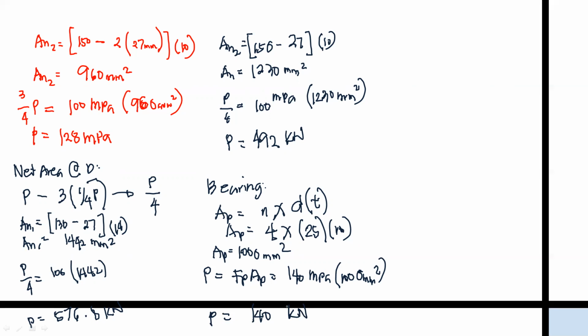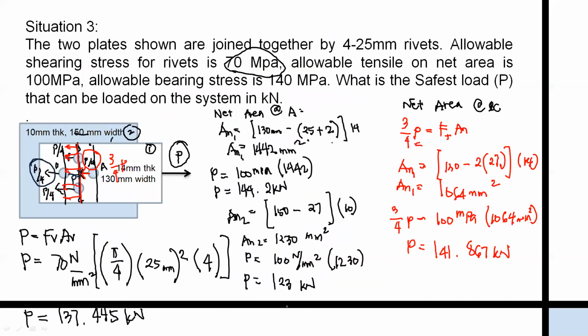Okay, so the same process in looking for the safest value of P, we will look for the least value of P. So we have this one, 123 kilonewton. So this is the safest value of P. Okay, so that's it. Okay, I think you may try some other problems.